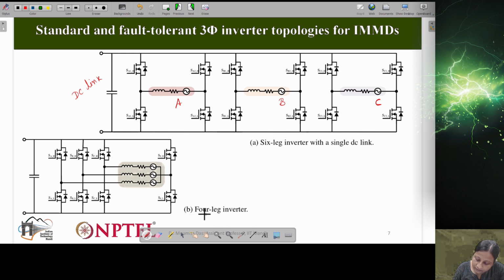Now this other one is a 4 leg configuration. There are different types of configurations which are used for fault tolerant operation. The previous one was 6 leg, now this is 4 leg. You can see here, a single DC link is there, and then 3 legs are connected to 3 different phases, right? A, B, C, and the common point is connected to 2 legs. So this is how this converter is used for fault tolerant application.